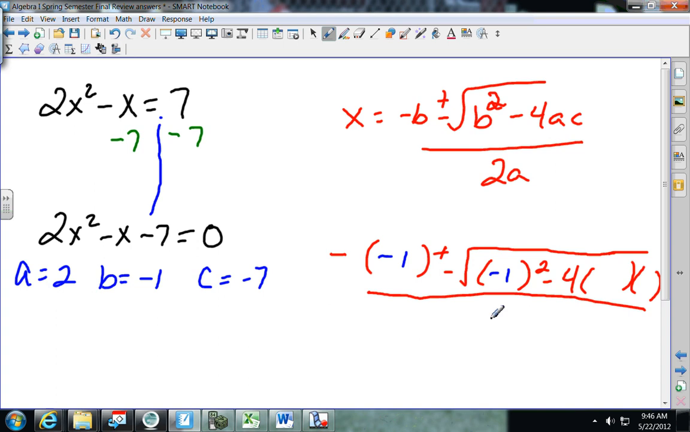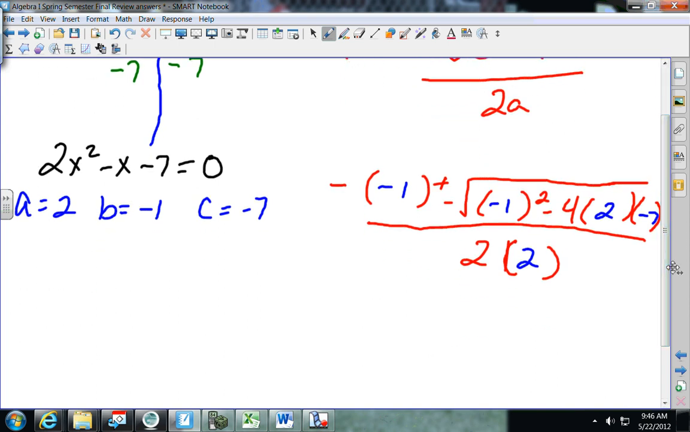Put this all up here, put the formula in there. 4 times a times c, negative 7, all over 2a, 2 times 2. Now, let's look at this and break this apart. This is when people get into trouble.